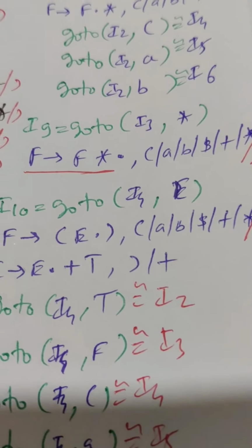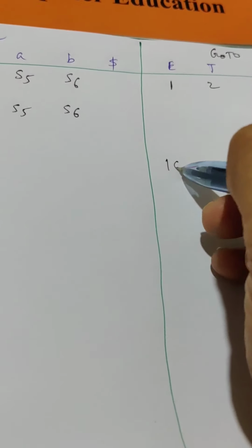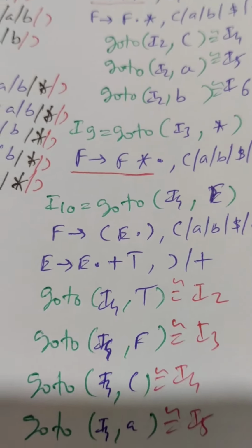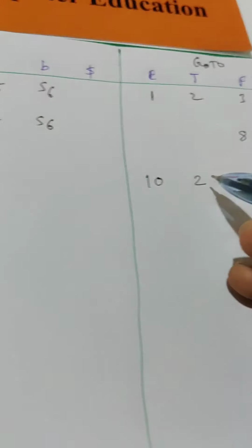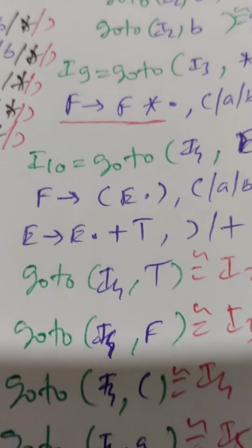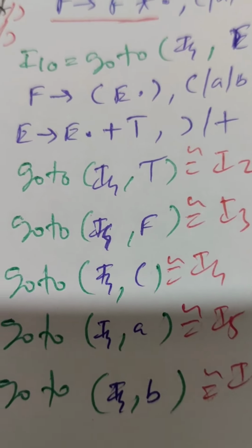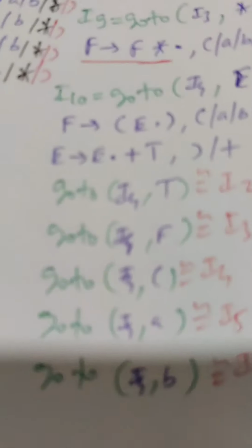Now I4 comma E is 10, so we write I4 comma E as entry 10. Then I4 comma T is number 2, and I4 comma F is 3. Then I4 comma opening bracket is S4, A is S5 and B is S6. Done, so I4 is done.